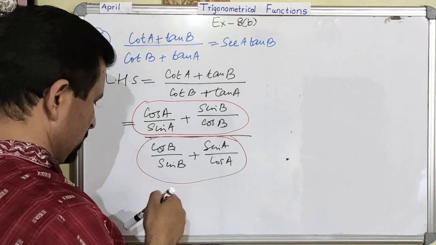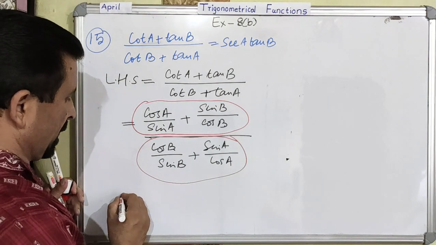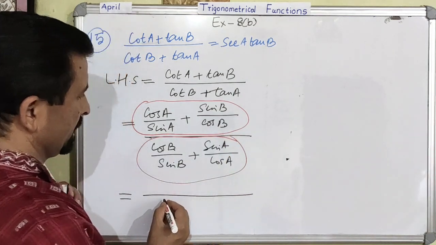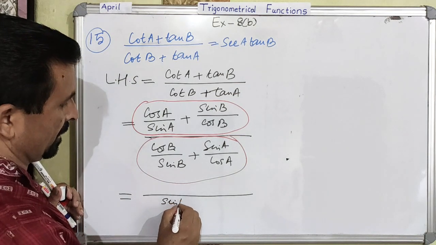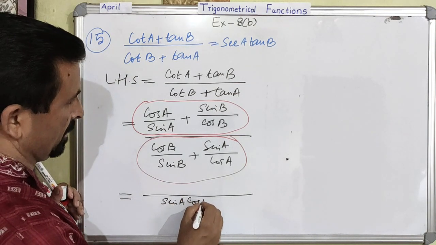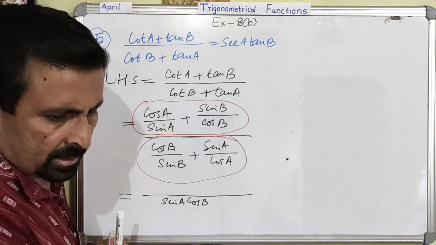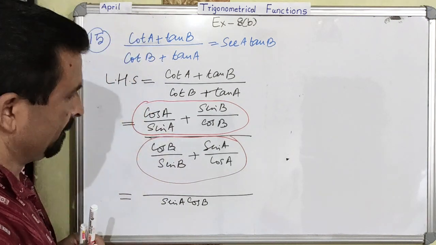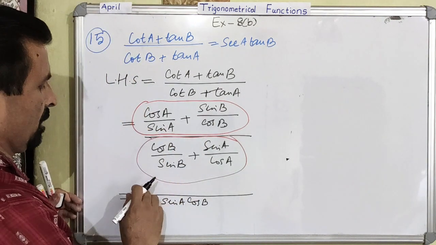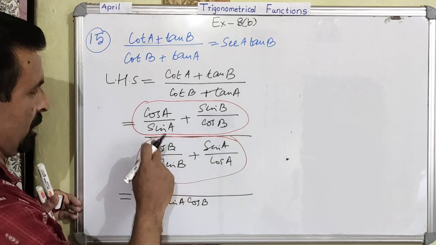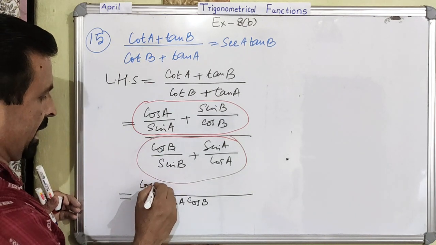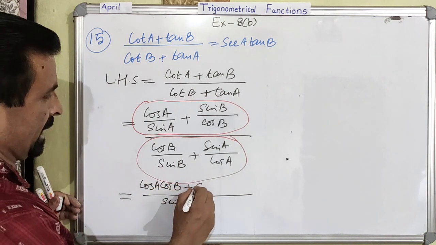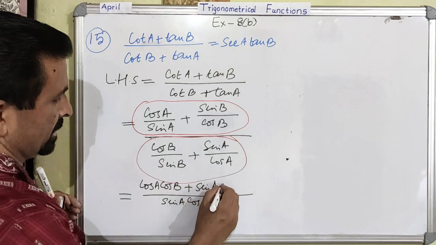So when you simplify this, what do you get? First of all, the upper one, the LCM of this will be sin A cos B. Is it okay? Sin A cos B. And now the numerator will be cos A cos B plus sin A sin B.